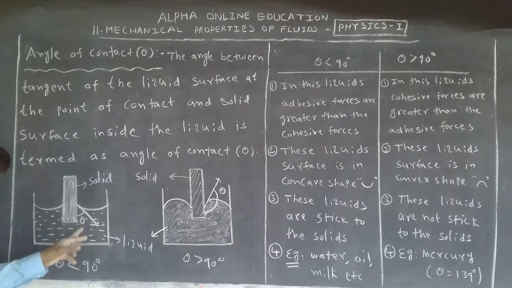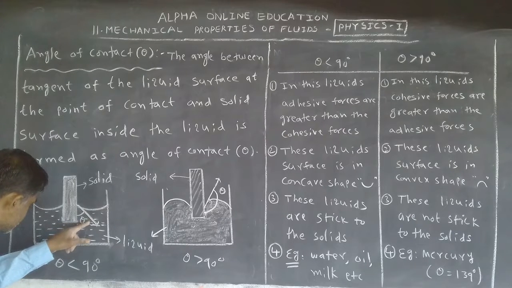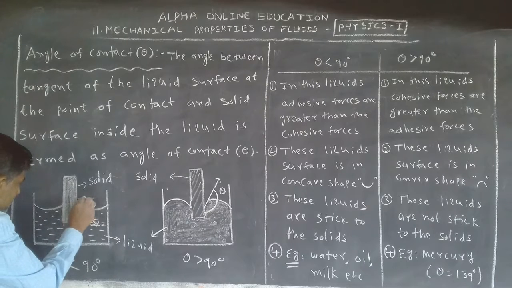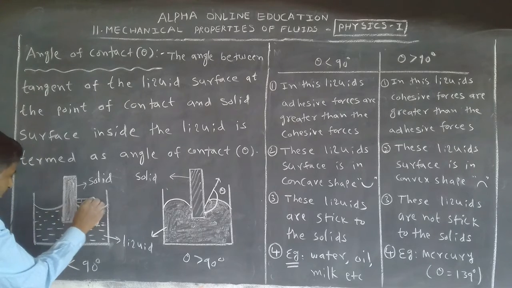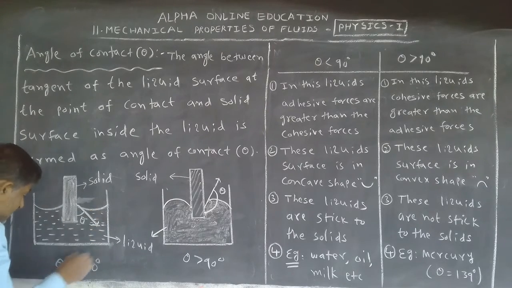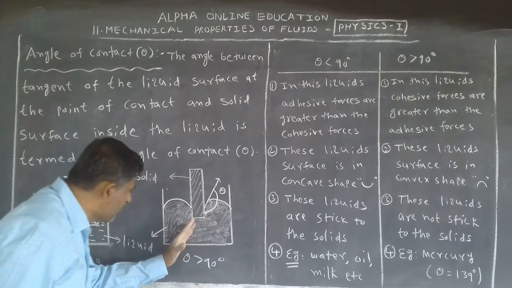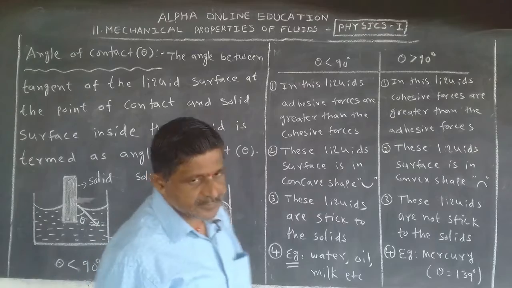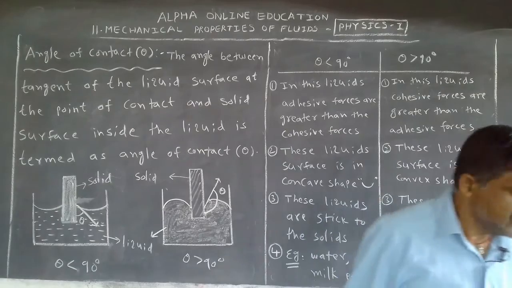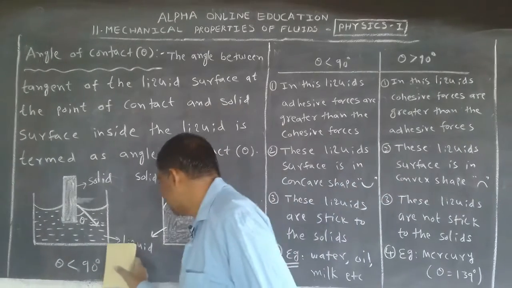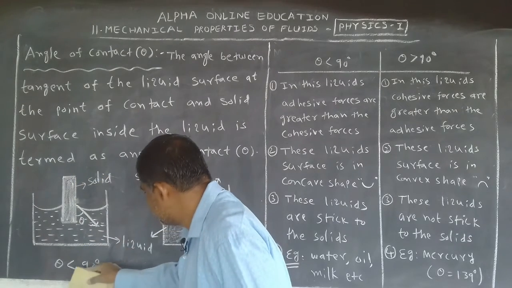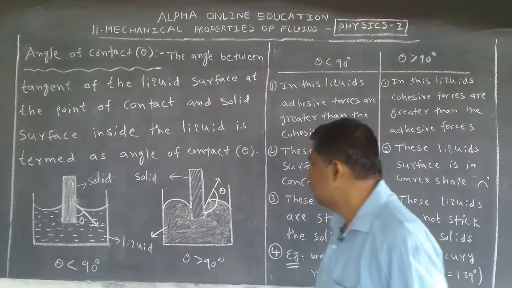But here the angle looks like how much? Less than 90 degrees. If it is like this, 90 degrees. Like this you can say 90 degrees. But not like that. How is it? Here the liquid is like this. Here the angle is less than 90. Here the angle is how much? More than 90. Means in this experiment the angle of contact is less than 90, but in this liquid the angle of contact is more than 90.